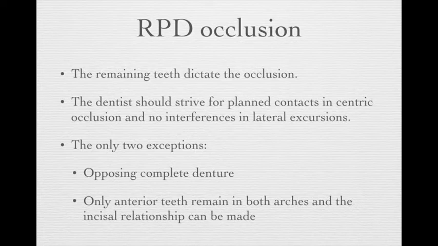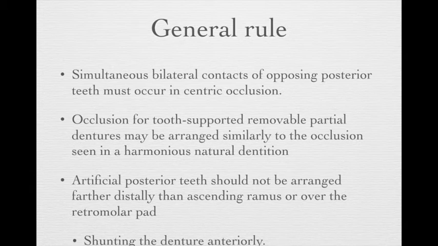We have two exceptions, where we may need to have a working contact or a balanced contact on the RPD teeth. The first is when the RPD is opposing a complete denture. The second is when we have only anterior teeth remaining in both arches and an incisal relationship can be made. So the general rule is still to create simultaneous bilateral contact of opposing posterior teeth in centric occlusion.